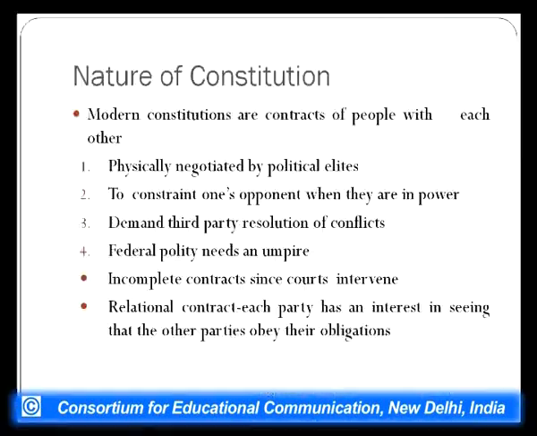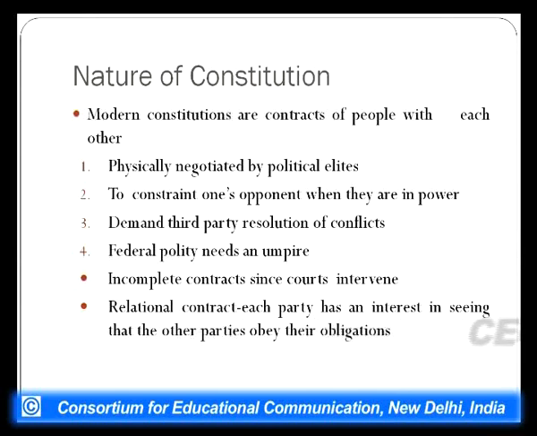The third is that because legislature or executive or judiciary are involved in the making of the constitution, if there is any conflict which arises due to the provisions of the constitution, it has to be judged by a referee or a third party. So the third party resolution of conflicts becomes very important. Now, the fourth thing about this contract is that especially in unitary countries, we don't have central-state disputes or state-state disputes. These disputes are a characteristic of federal polity. So federal polity especially needs an umpire, and this umpire is a written constitution, not an unwritten one.